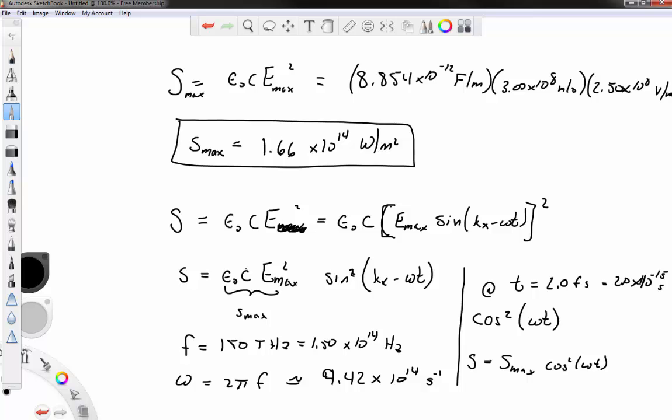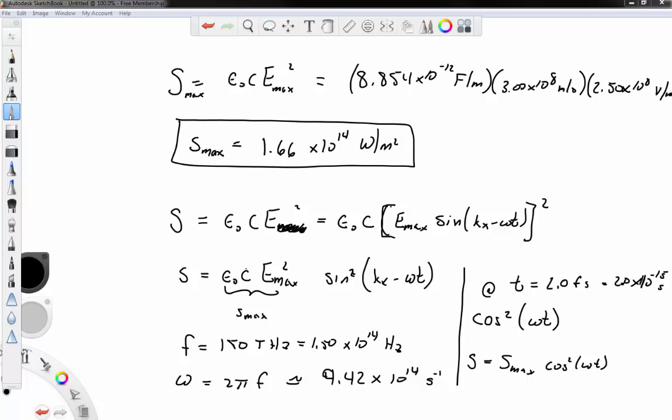So basically what we have is 9.42 times 10 to the 14 times 2 times 10 to the minus 15. So for all intents and purposes, that's 9.42 times 0.2. So if you multiply 9.42 by 0.2, you get 1.884. And so that is, of course, in radians. So if you take the cosine of that, what you end up getting is negative 0.309, which is fine because you're going to square it, so you get 0.095.